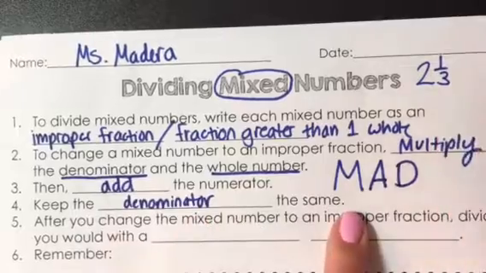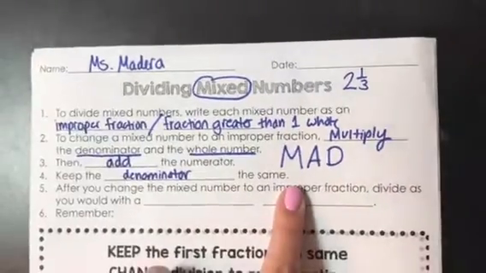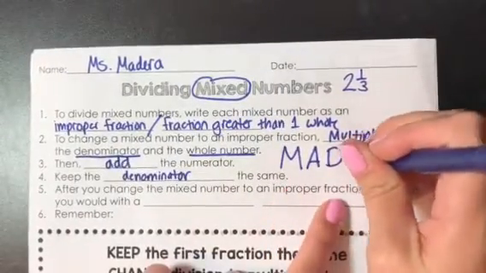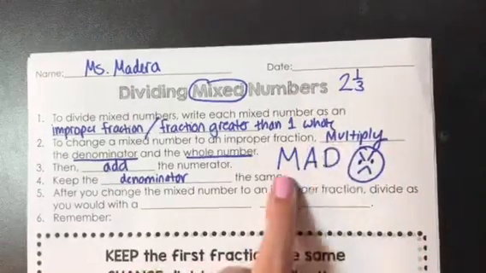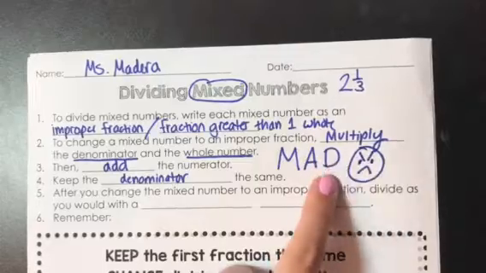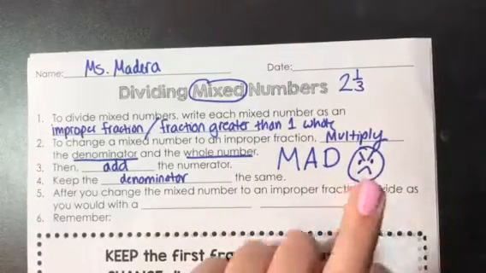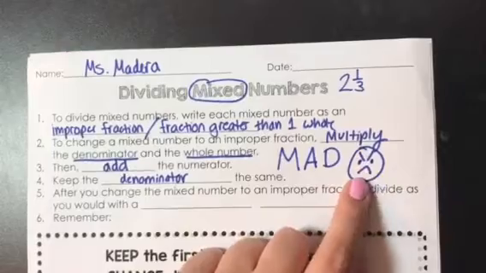So, if you need help remembering, just think, you've got to get mad. Like this guy. He's super mad. Super angry. Multiply, add, denominator stays the same. He said it. Don't change it. He's mad. All right, I'm moving on.